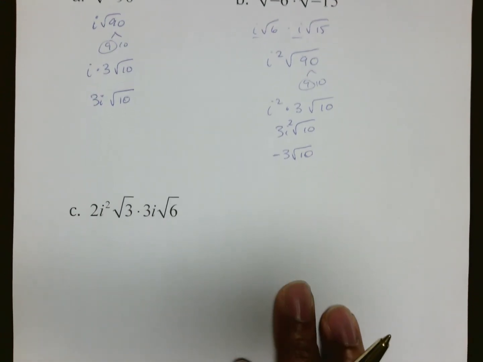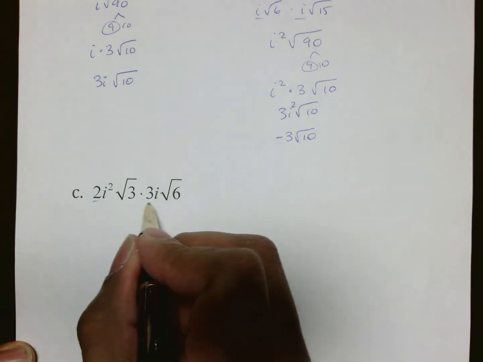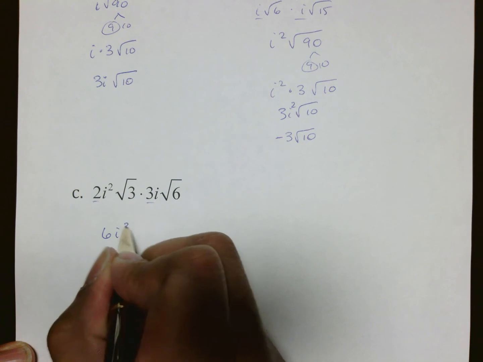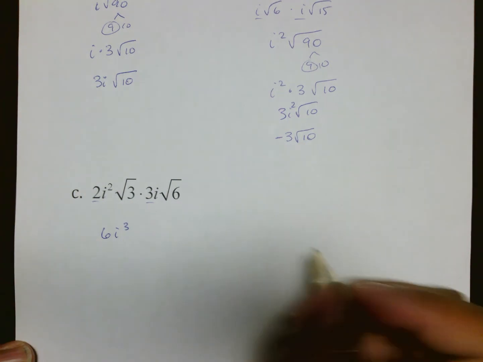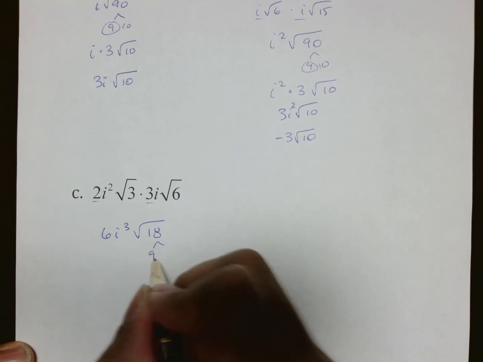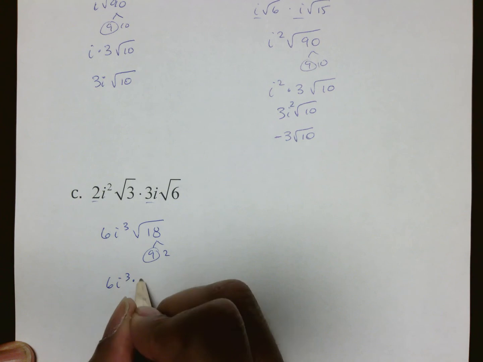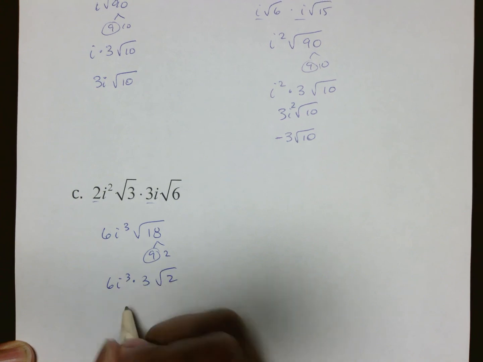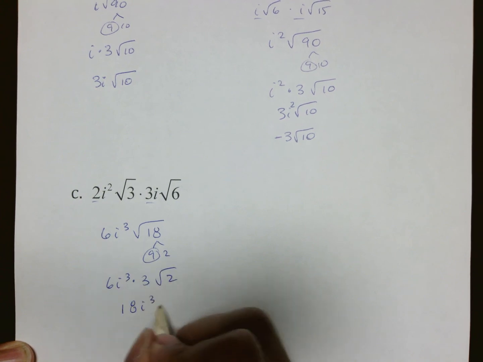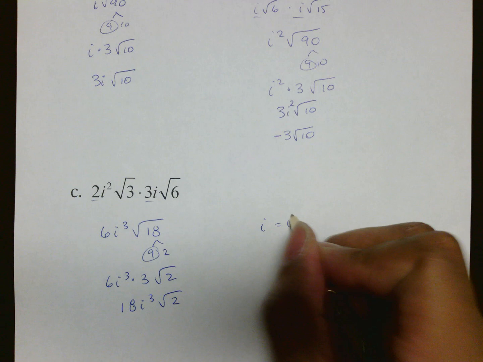All right. And then the last question before we wrap this up, 2i squared root 3 times 3i root 6. Outside times outside is going to be 6i to the third root 18. I would simplify this first as 9 times 2. That turns into 6i to the third times 3 root 2, which of course makes 18i to the third root 2.